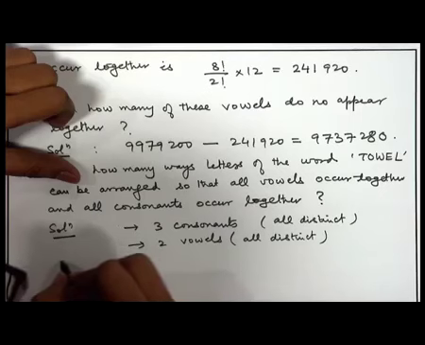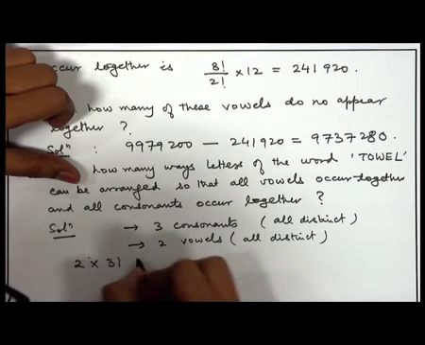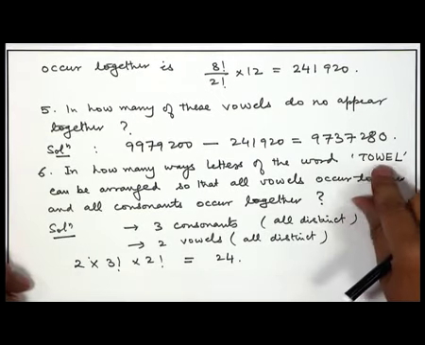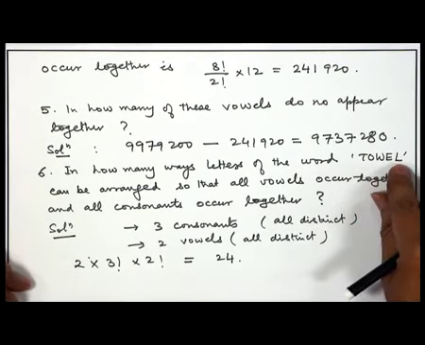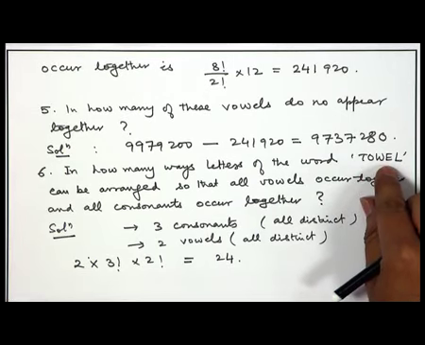So, it becomes 3 factorial. Similarly, all the vowels can also be permuted among themselves. So, that is 2 factorial. So, you will have the number of ways will be 2 into 3 factorial into 2 factorial. So, that is equal to 24. So, there are total 24 arrangements of the letters T O W E L, where all the consonants appear together and all the vowels appear together.